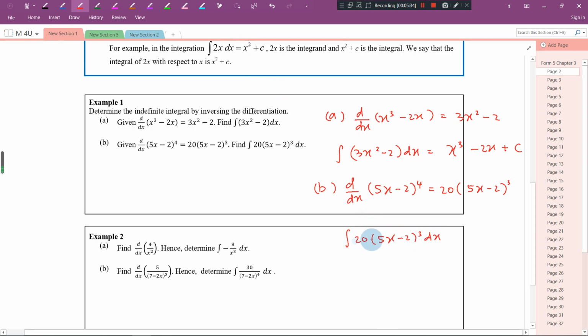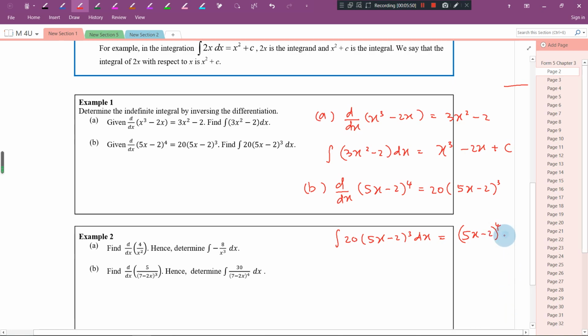You will notice that this is exactly the same as this one, right? Differentiate this, you get this. Integrate this, you get back this. Just copy the whole thing, and don't forget this is an indefinite integral, which is plus c, right? Plus c at the back. Okay, now let's try another example.